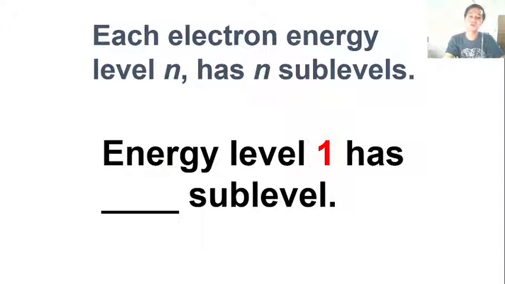How do we identify how many sublevels there are in every energy level? Very simple. Each electron energy level n has n sublevels. That means whatever the number of the energy level will also be the number of sublevels. So if it's energy level 1, how many sublevels does it have?